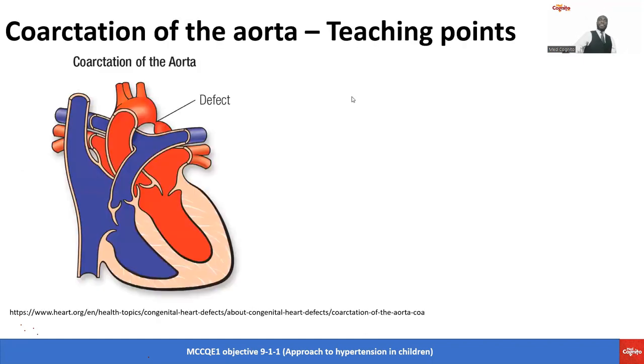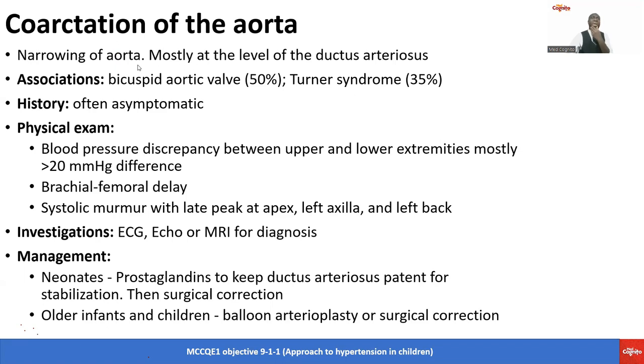All right, good. So teaching points about coarctation of the aorta. It is the narrowing of the aorta, mostly at the level of the ductus arteriosus. It is associated with bicuspid aortic valve, and that's why probably you were hearing that murmur, and associated with Turner syndrome in 35% of cases. Most of the time, the history is asymptomatic. On physical exam, there's blood pressure discrepancy between the upper and the lower extremities, and that is why you could feel the pulse in the upper extremities more than in the lower extremities.